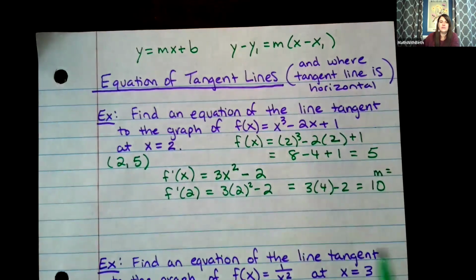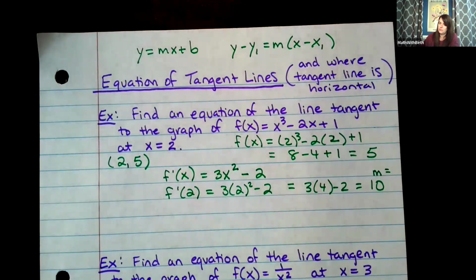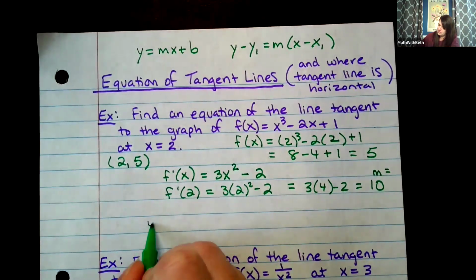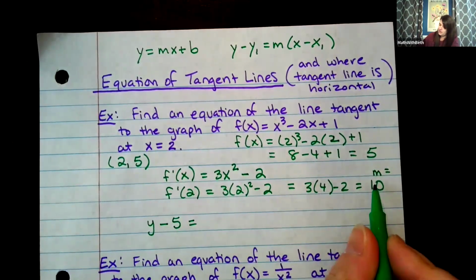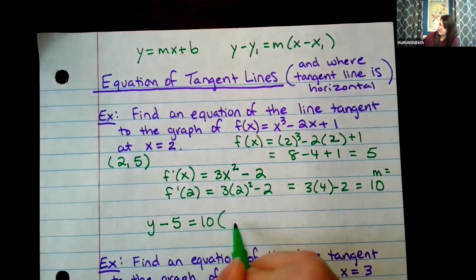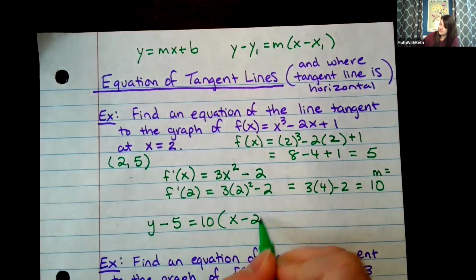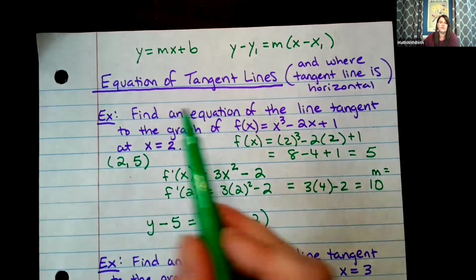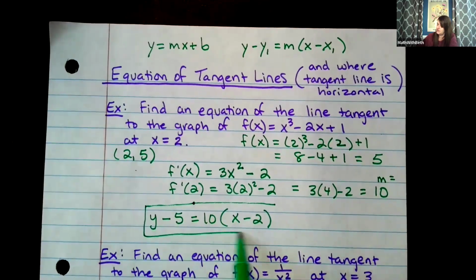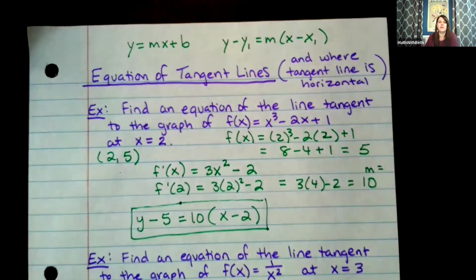So now that I have the slope and a point, I'm going to use the point slope formula to plug them in. Y minus my y equals my slope, x minus my x. If they want it in a different form, I could now distribute the 10 and move the 5. But if they don't say what form they want the equation, you can stop right here because this is the equation of a line.